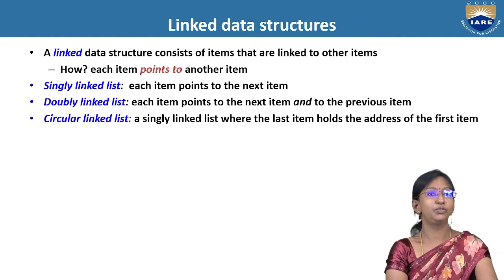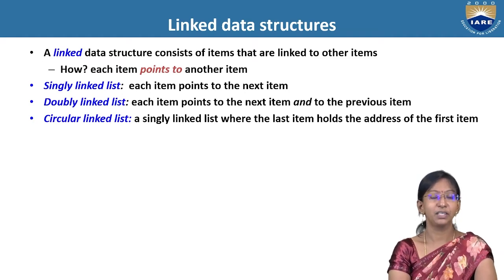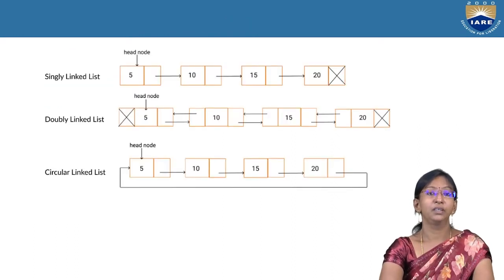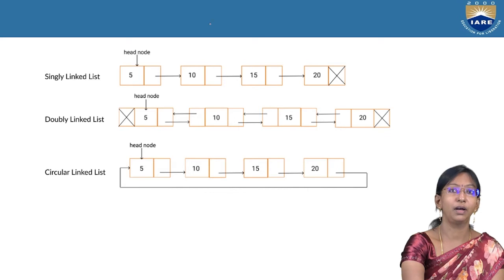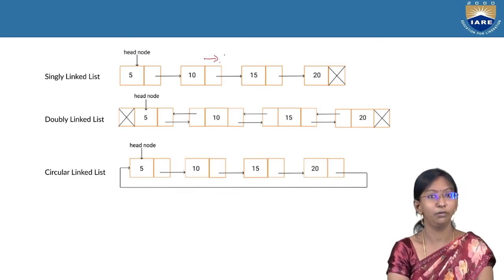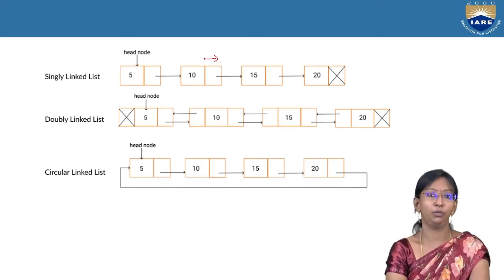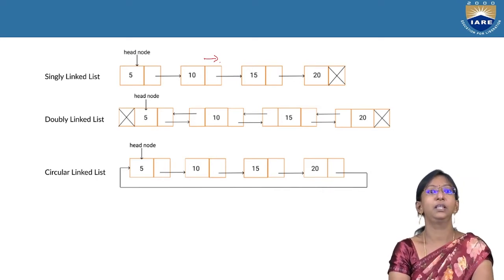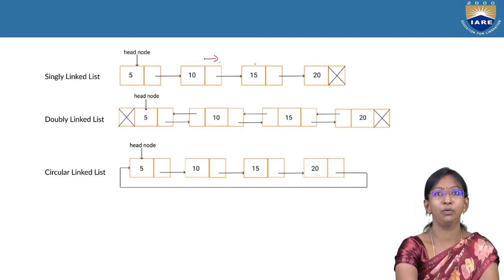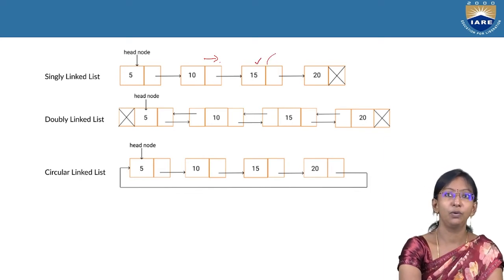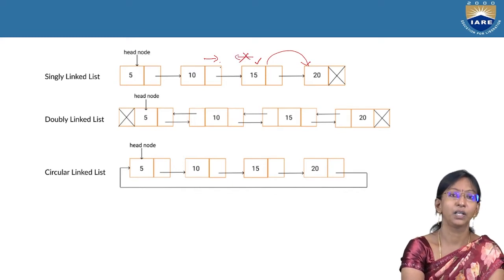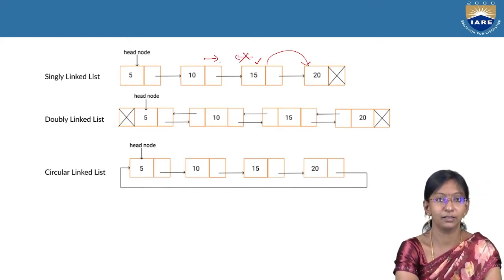So there are totally three types of linked list in our hands: single, double, and circular linked lists. Have a look at their pictures. Single linked list. We run only in forward direction. See, every node here is holding the address of its next node. If you are at node 15, you can travel only towards 20, but you cannot go back to 10. That is a restriction in single linked list, right?